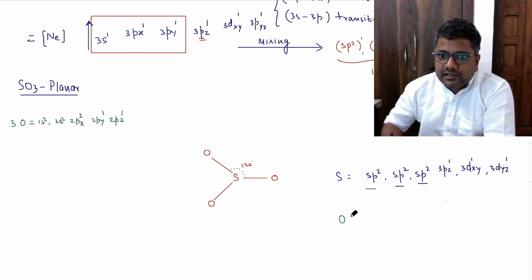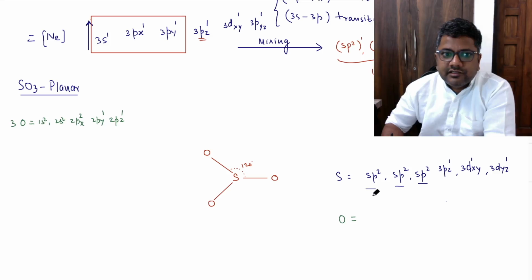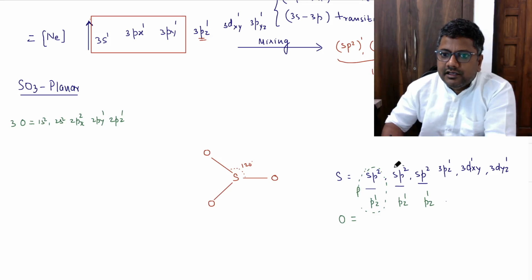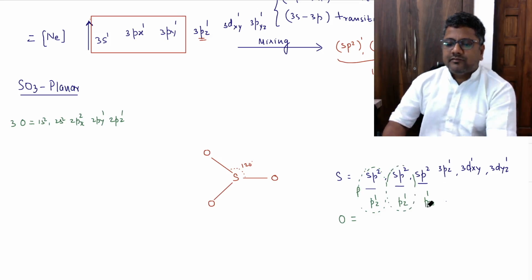One oxygen atom, 3py, 3pz. Okay, 3pz, 2pz, pz, pz, and pz. They will overlap with these hybrid orbitals. Suppose they will form sigma. Here this will overlap to form sigma bond. This will overlap to form sigma bond.